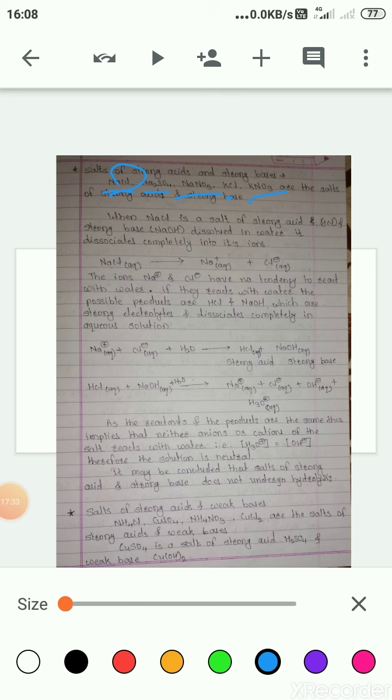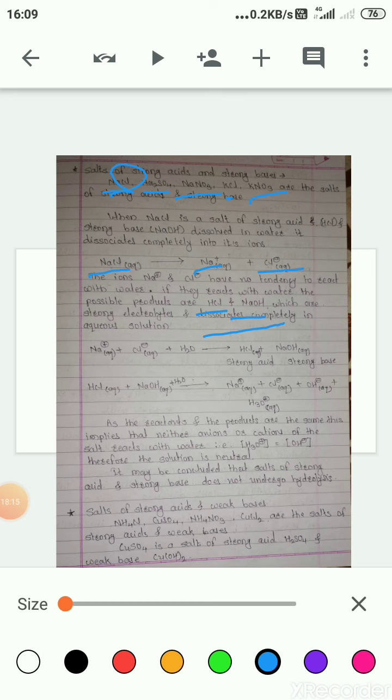If we take one particular example of a salt, NaCl, when sodium chloride, a salt of strong acid and strong base, is dissolved in water, it produces Na+ and Cl- ions. Now the ions Na+ and Cl- have no tendency to react with water molecules. If they reacted with water molecules, the possible products formed would be HCl and NaOH, which are strong electrolytes, and these strong electrolytes again dissociate completely in water.